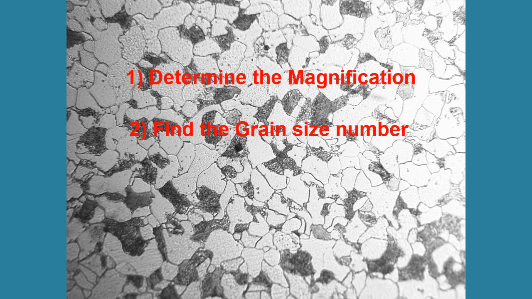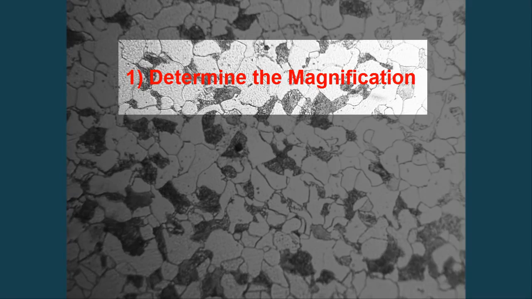Here we have a microscopic photo of a 1045 steel sample. Now, what can we do with this photo? 1. Determine the magnification. 2. Find the grain size number. 3. Solve for the average grain size diameter. Let's start with number 1.